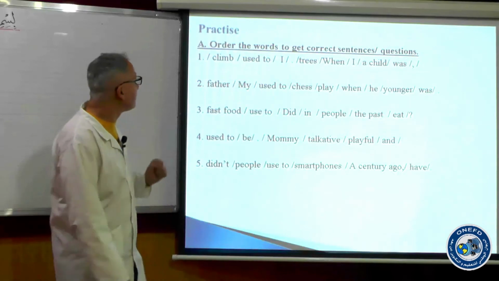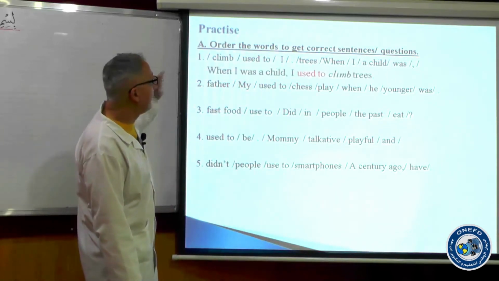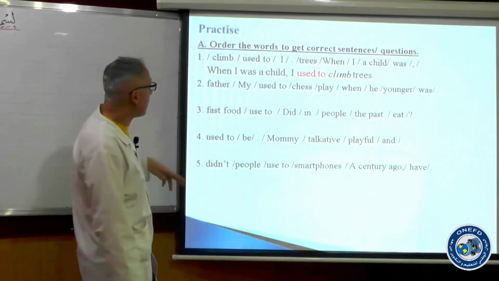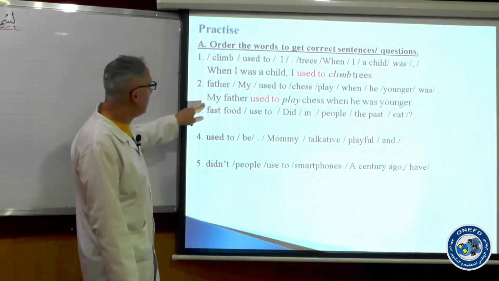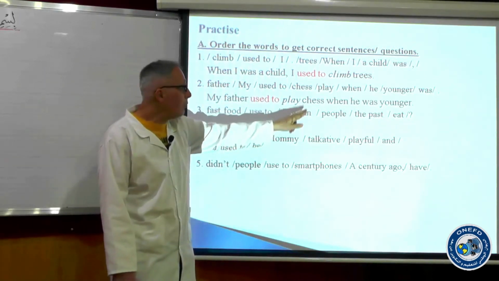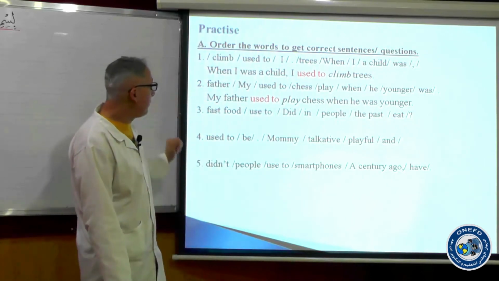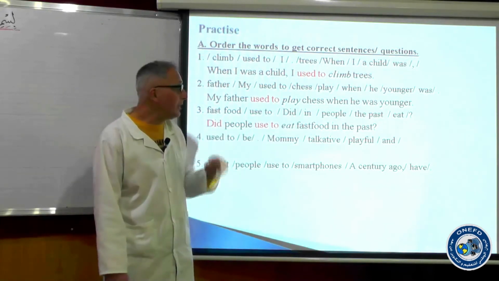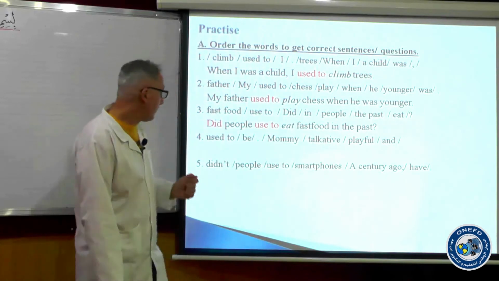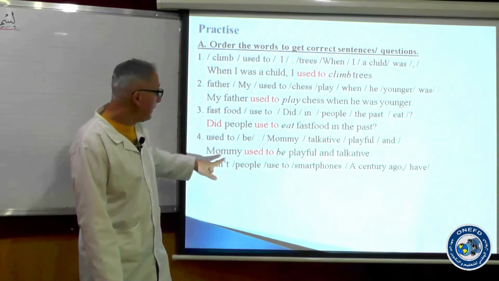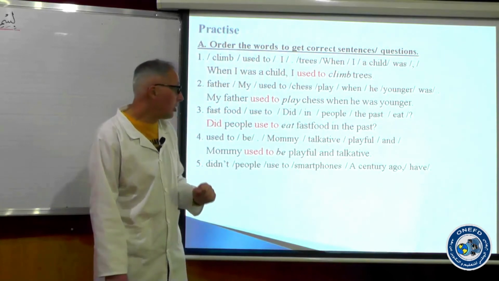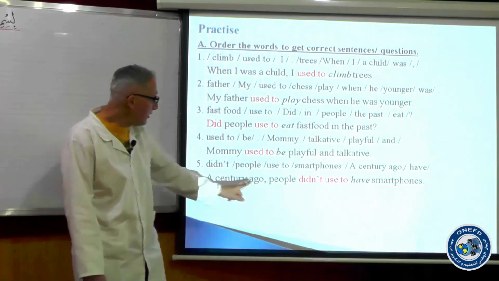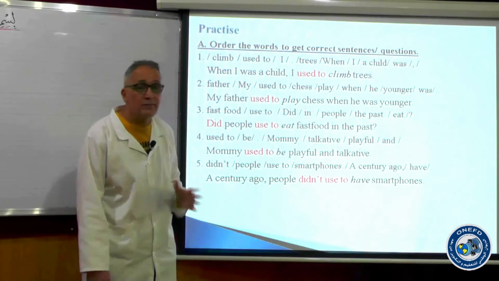All right, let's correct. The first one, what we say? Good. We say, when I was a child, I used to climb trees. Number 2, we say, my father used to play chess when he was younger. Number 3, since it's question, we start with did. Did people used to eat fast food in the past? Here it's the interrogative form. 4, mommy used to be playful and talkative. The last one, we have capital letters, so we start with the century ago, a century ago, people didn't used to have smartphones.